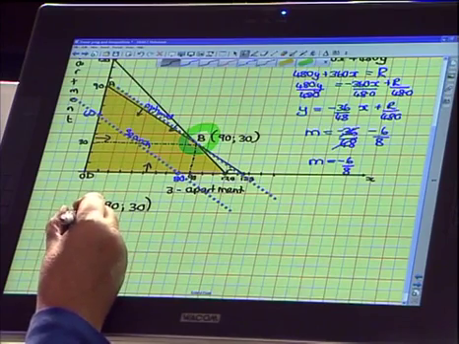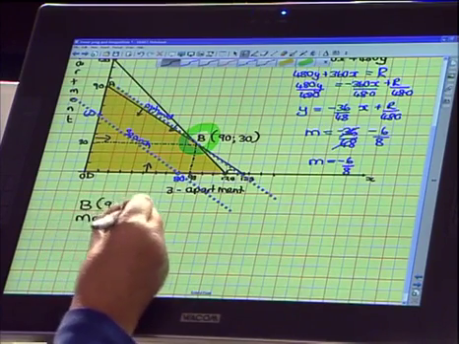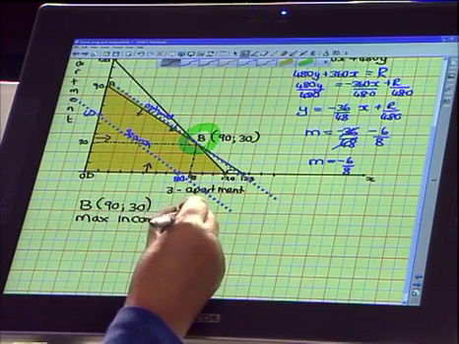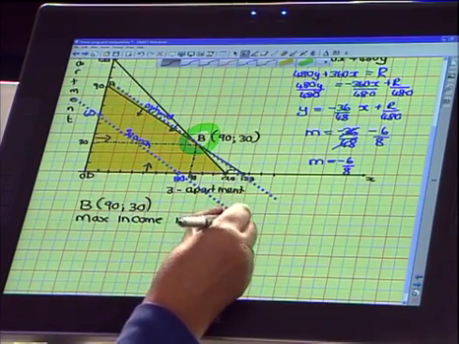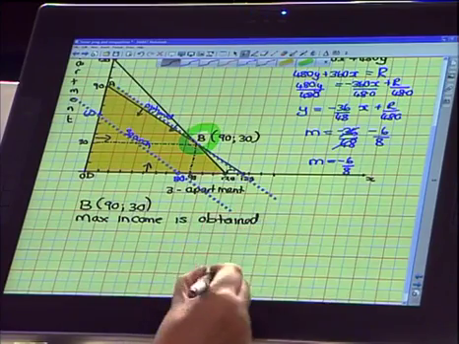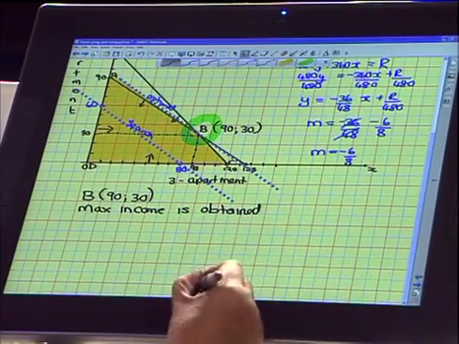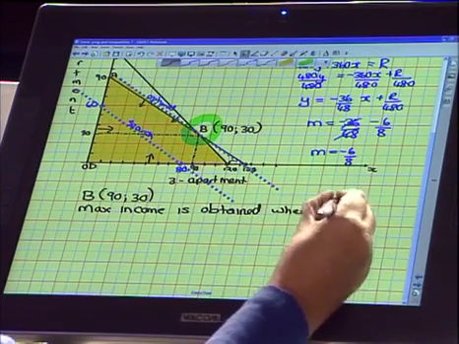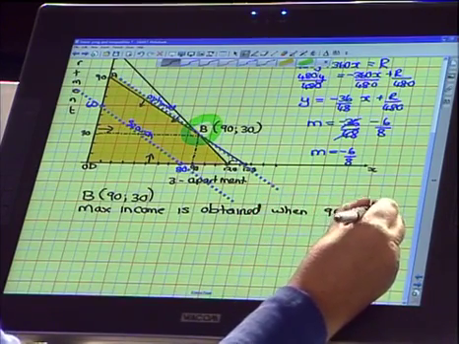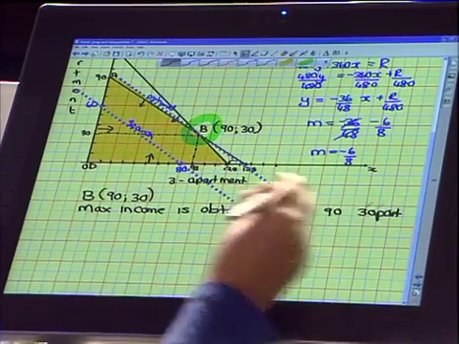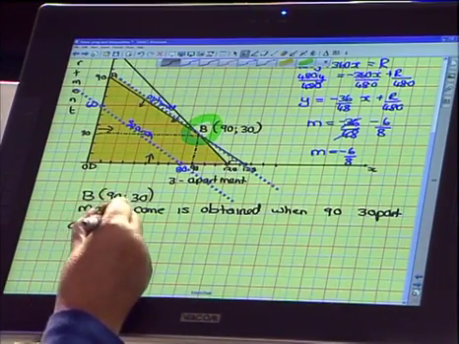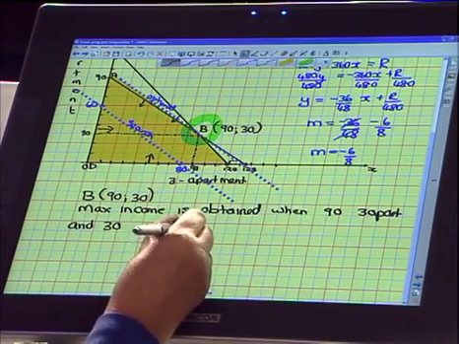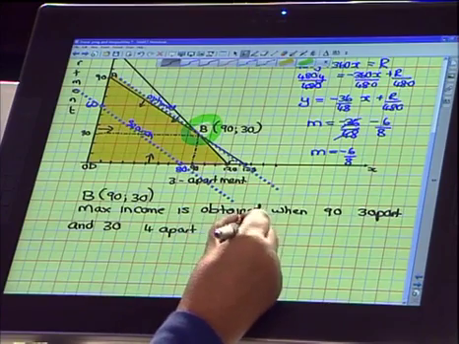So maximum profit, maximum income actually, or rental if you want to call it that, is obtained. And you must give your answer in words, because the question was phrased to you in words. When 30 apartments and 90 apartments are rented.